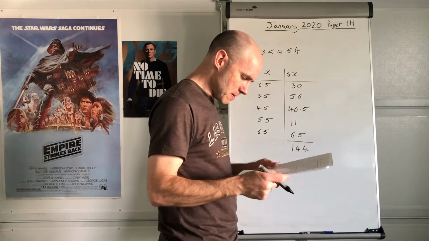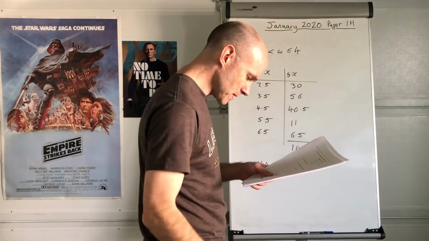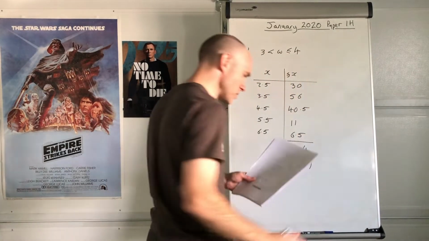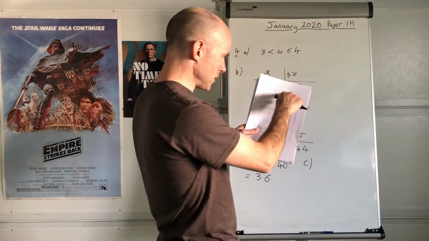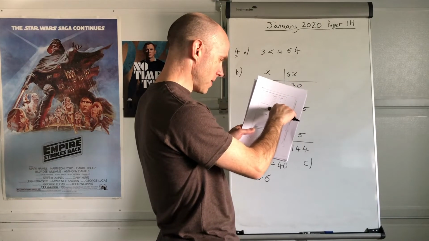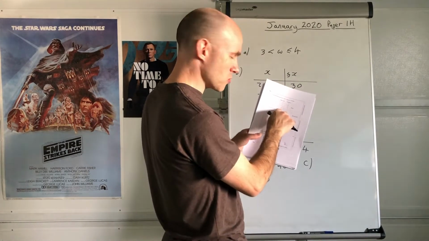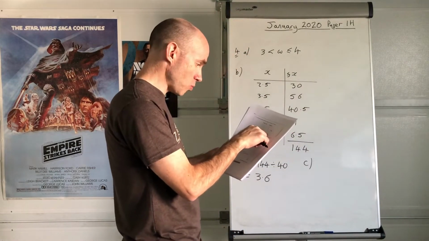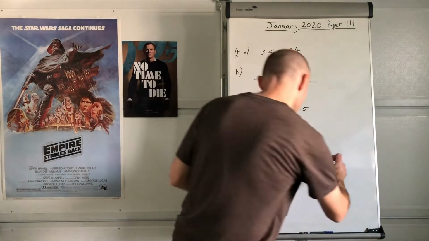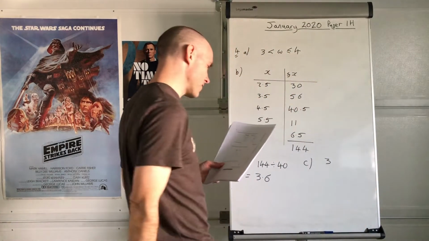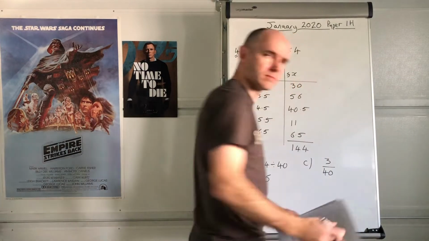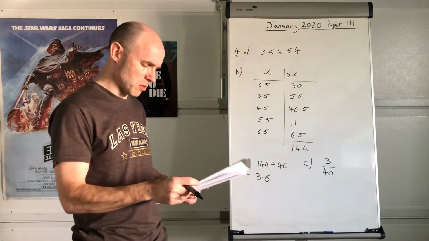Part C, find the probability that the weight is more than 5 kilograms. So you look at the table and you look at the frequency that is above 5 kilograms. So that's the last two groups, isn't it? 5 to 6 and 6 to 7. So that's 2 plus 1, that's 3 altogether. So there's 3 altogether that weigh more than 5 kilograms, and it's out of 40 babies. That's it. 3 out of 40, 3/40, as a fraction.